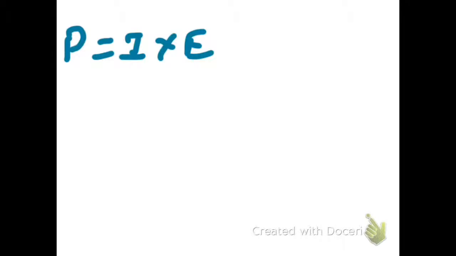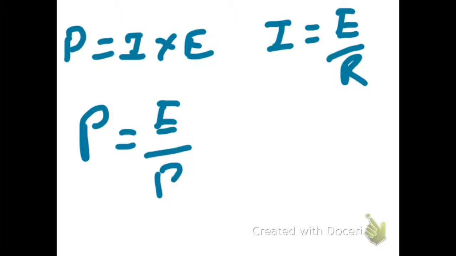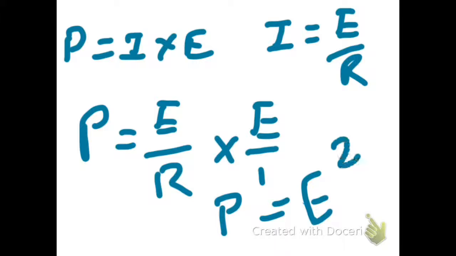We can also take P equals I times E. We know that I equals E over R, which we found earlier. We can put the E over R in place of the I in our original formula. So we end up with P equals E over R times E, which is the same as E over 1. And we just multiply top times top, bottom times bottom, and we end up with P equals E squared over R.